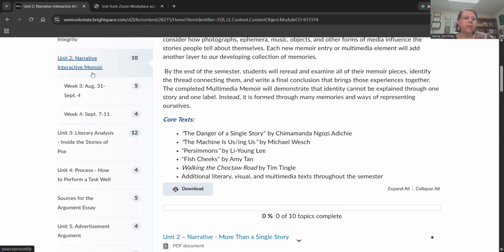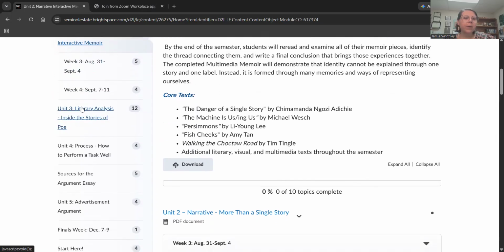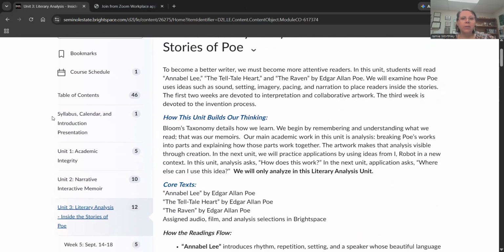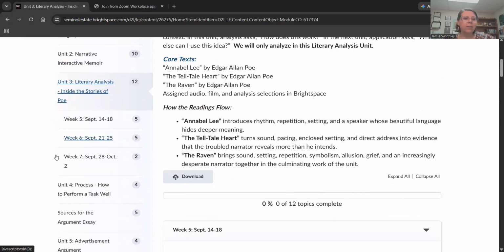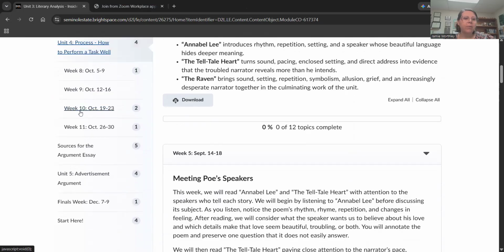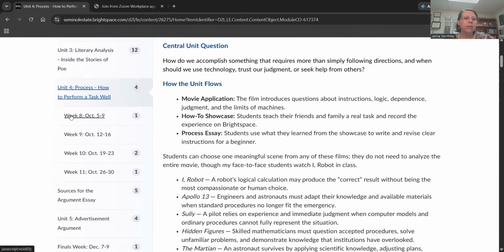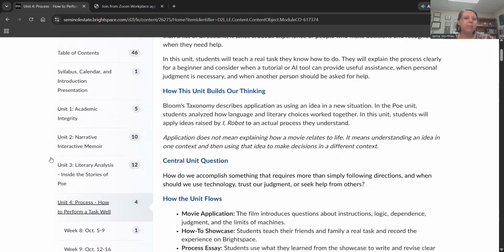So if you notice, like I said, it says Unit 2. So for 2 weeks, we're going to do the interactive memoir, the multimedia memoir, and then we're going to go into the literary analysis unit. So once again, there's 5, 6, and 7. So for 3 weeks, we'll do this literary analysis of Edgar Allan Poe, and then Unit 4, weeks 8, 9, 10, and 11. For those 4 weeks, we're going to do a how-to. Anyway, so that's how it's broken down.